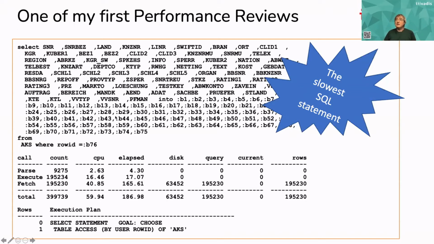And actually, it looks complex here, but that's just a select list. It does a select into some bind variables and reads from a table called AKS, whatever that means. Just one table, and we access one row of the table with the where condition on the row ID. So a very simple statement. Also, the execution plan looks simple, and it looks fast, because it is table access by a user row ID. So that's the fastest way to access a particular row in a table.